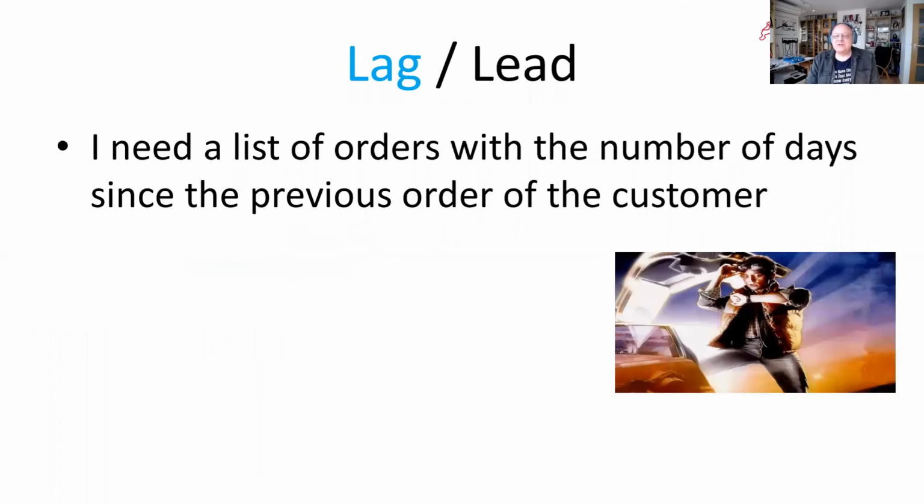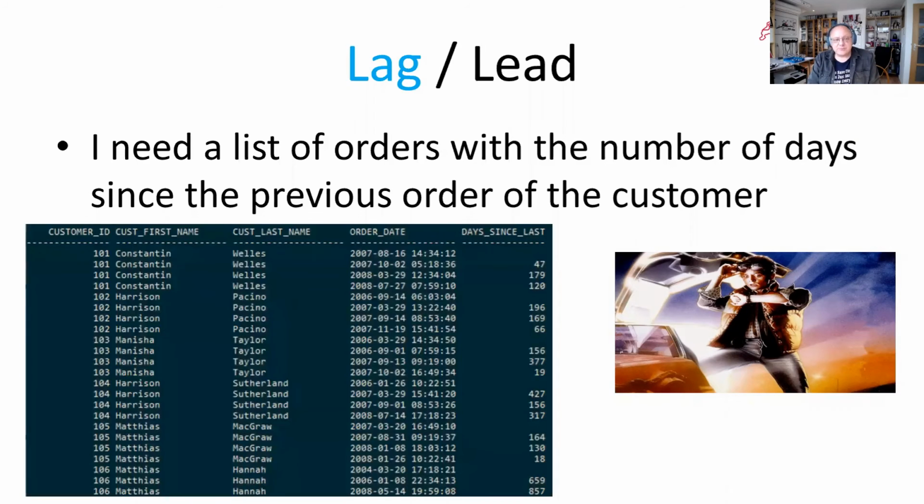Okay, in this one, we will show you lag and lead. And the requirement for lag: we have a list of orders, and we want to know for each order how long it's been since the previous time that same customer ordered something with us, so we can have an idea of how often the customer orders stuff with us. So the result would look something like this.